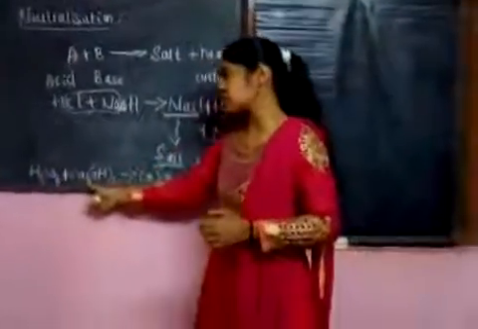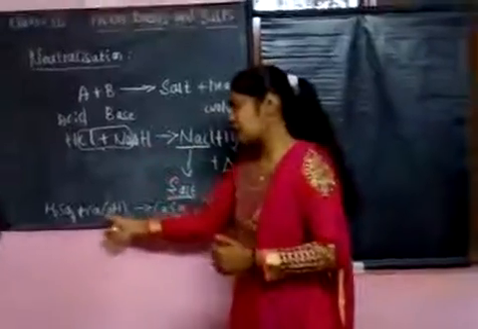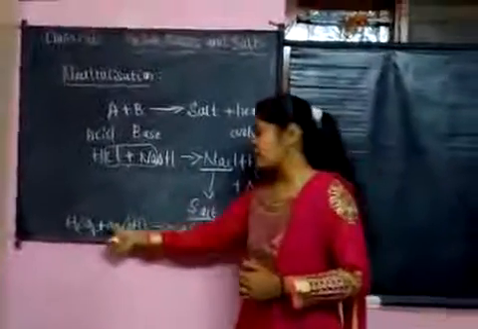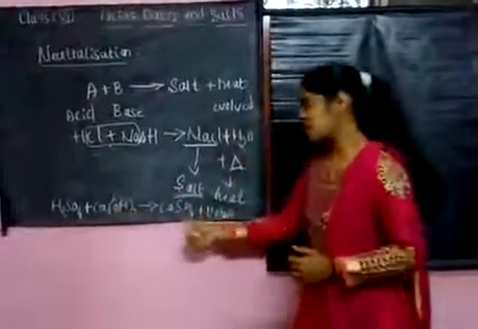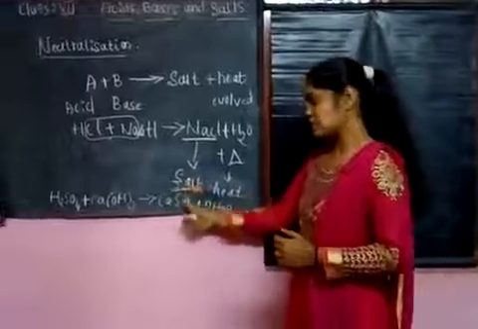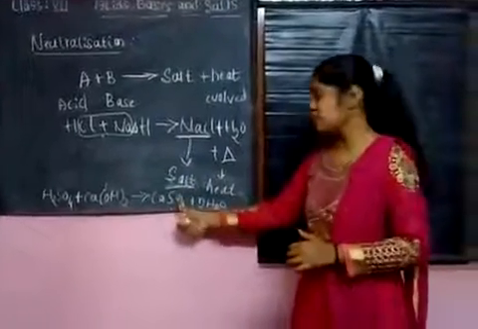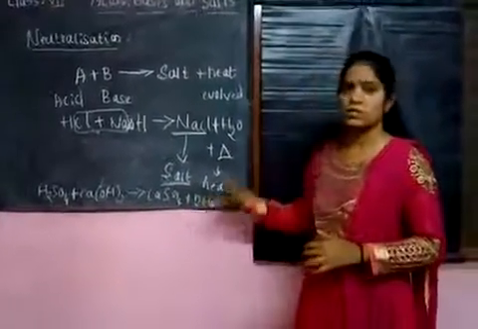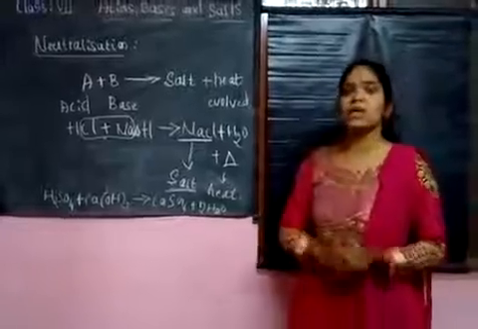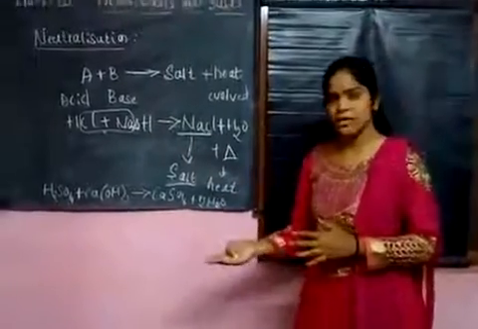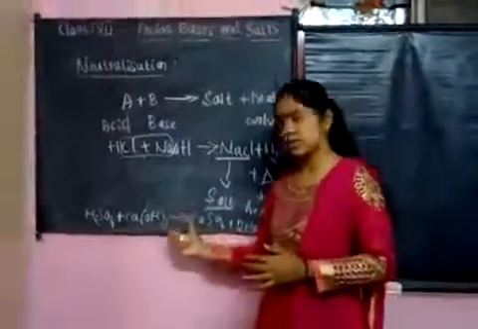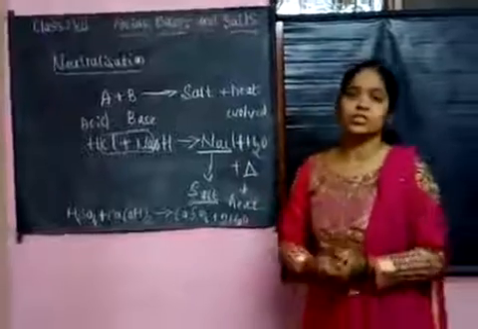This reacts with the lime water, that is Ca(OH)2. When these two react, they form the salt, that is CaSO4, calcium sulfate, and water is liberated as well as heat. From this we say that the reaction mixture is hot.